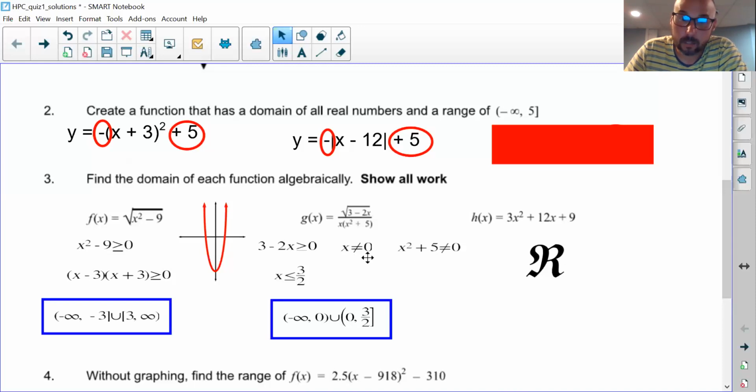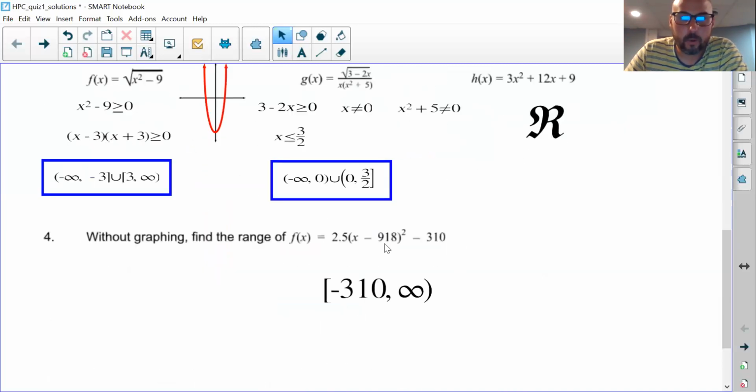However, x could be 0. I mean, if x is 0, you're in big trouble. So the domain for g is every number less than or equal to 1.5, but not including 0. So here is the interval from negative infinity to 3/2, including 3/2, but you're jumping over x equals 0.